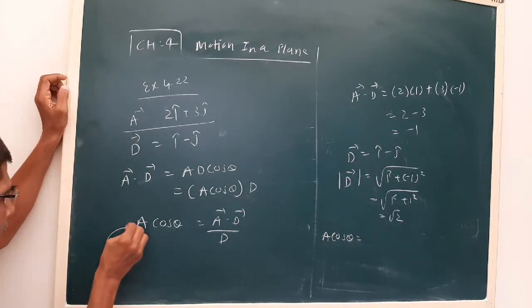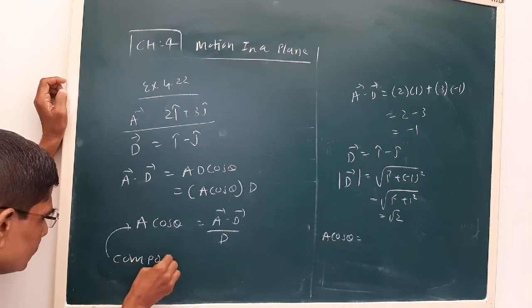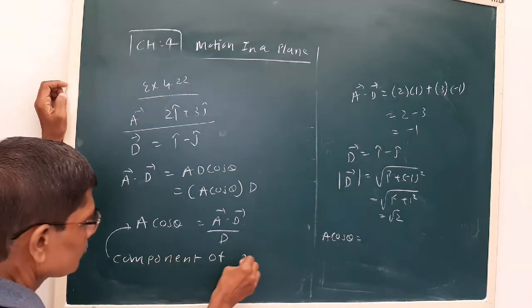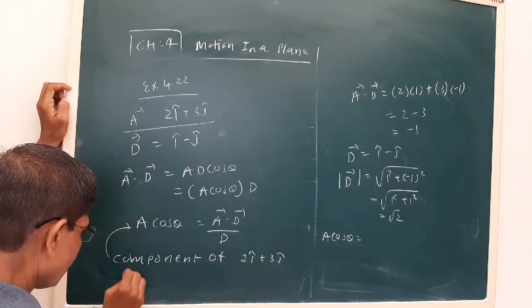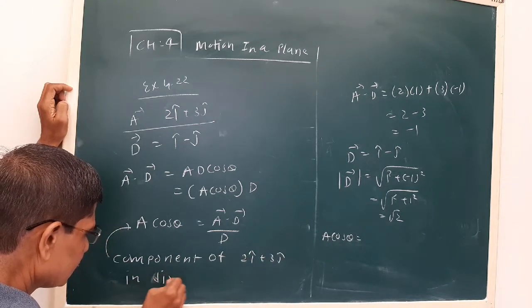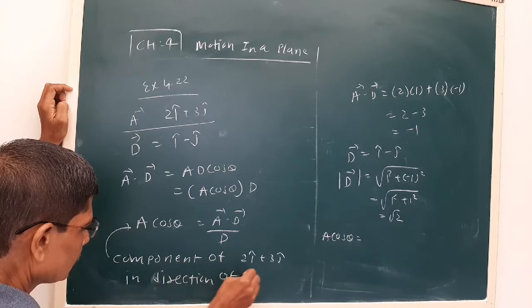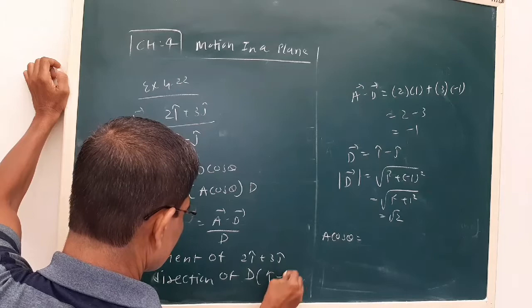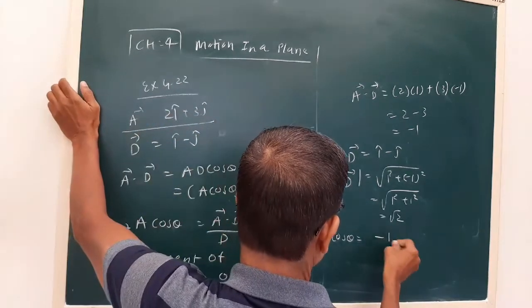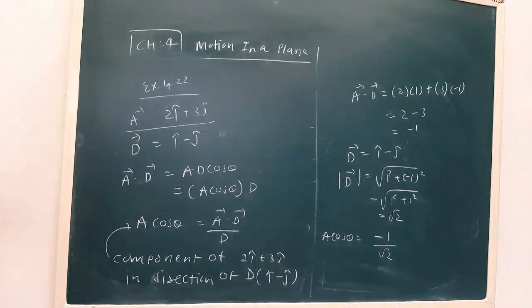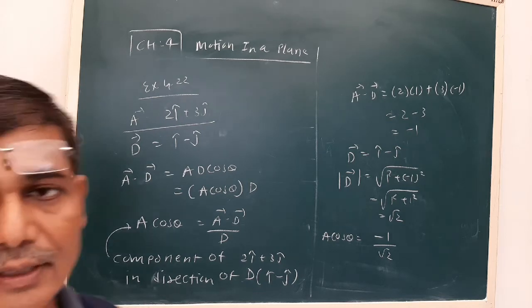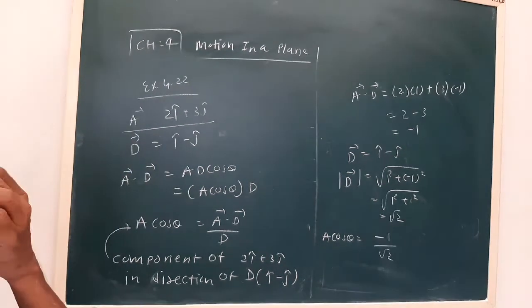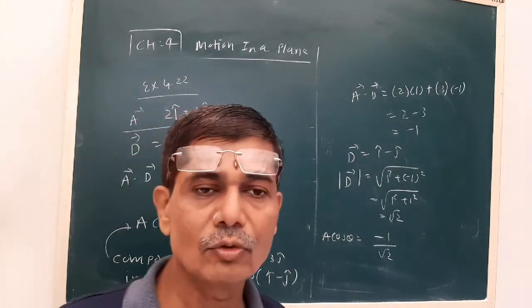This is the component of A in the direction of D, that is i minus j. So it will be minus 1 upon root 2. So this is how we can solve. So this is about exercise sum number 4.22. Now we have covered most of the exercise numericals.